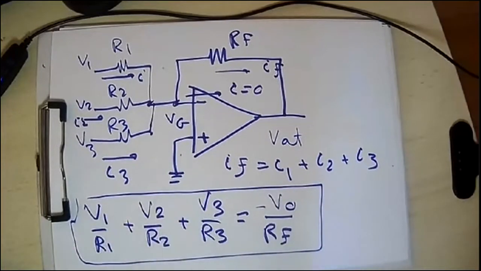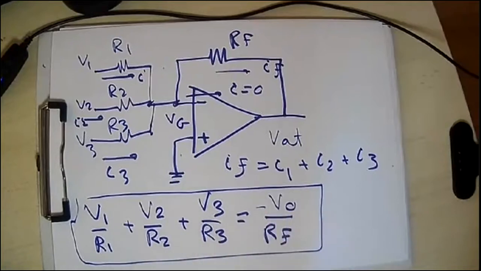However, you can easily make this weight equal to 1. So if you put RF, R1, R2 and R3 equal to the same value, that will result in a fair weighting, and then Vout equals minus (V1 plus V2 plus V3 plus V4 and so on).